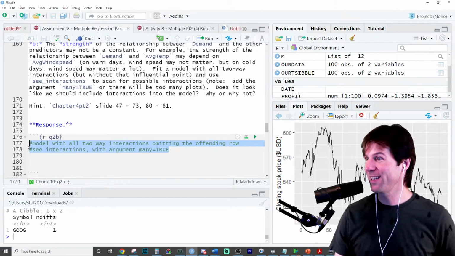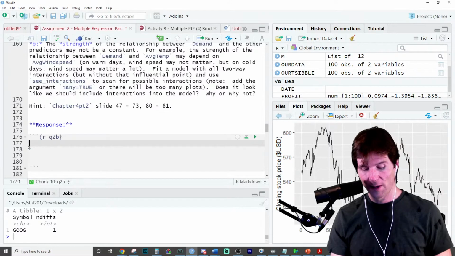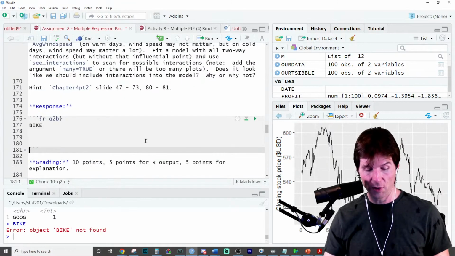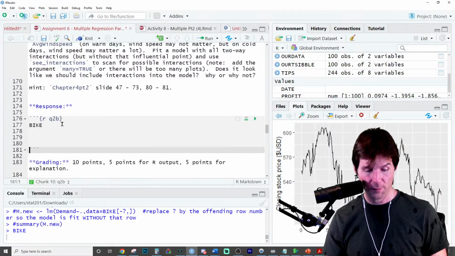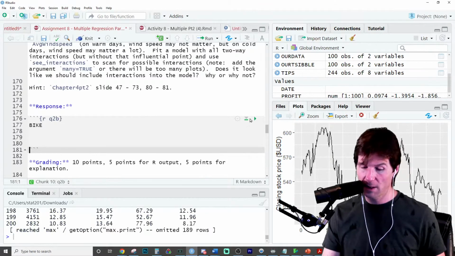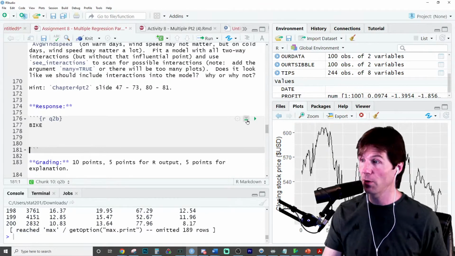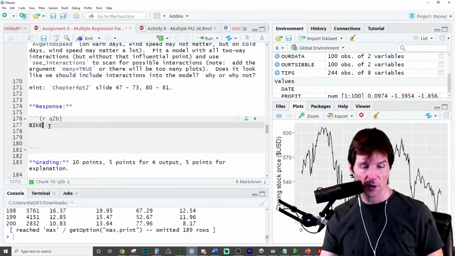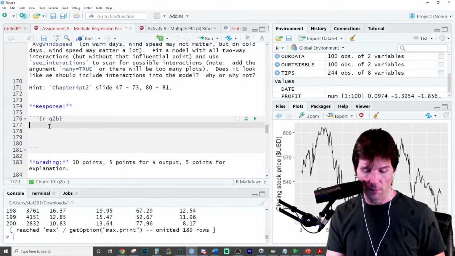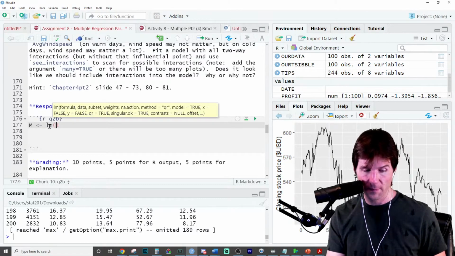We were talking about this earlier today. We're using the bike data set. Make sure you have it loaded up. Now the bike data set's loaded up. I clicked the load all chunks above button, which loaded all the chunks above. And we're going to take the bike data set and make a linear model, LM. We're going to predict demand.